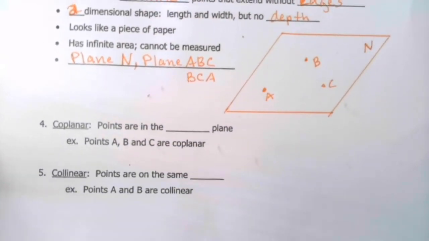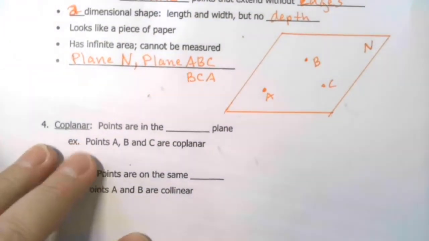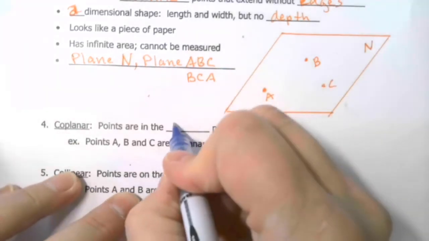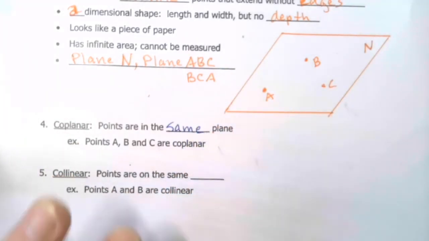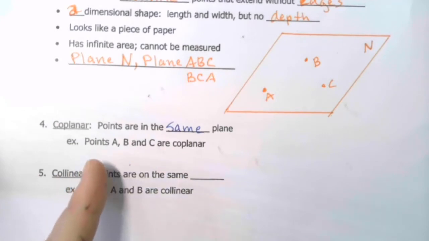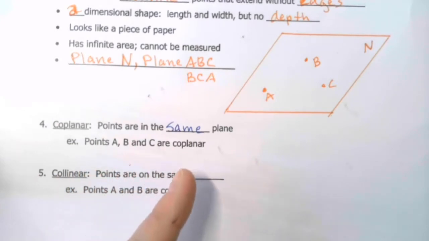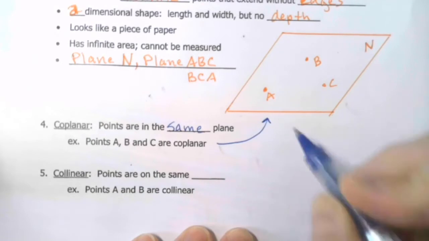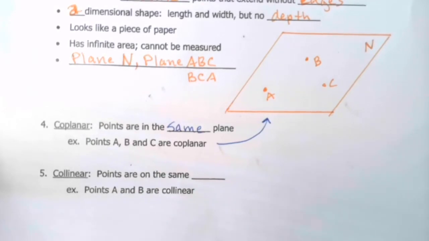Okay, number 4, coplanar. Coplanar means that the points are in the same plane. And you might hear something like points A, B, and C are coplanar. They're all sitting in the same plane together. They are flat on the piece of paper. They're not floating above it or below it. They are coplanar.